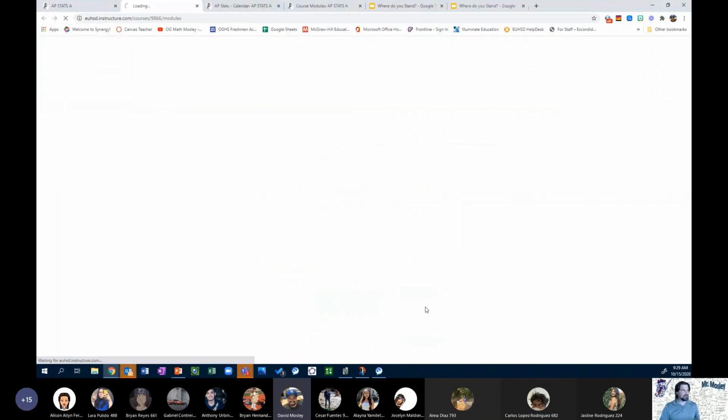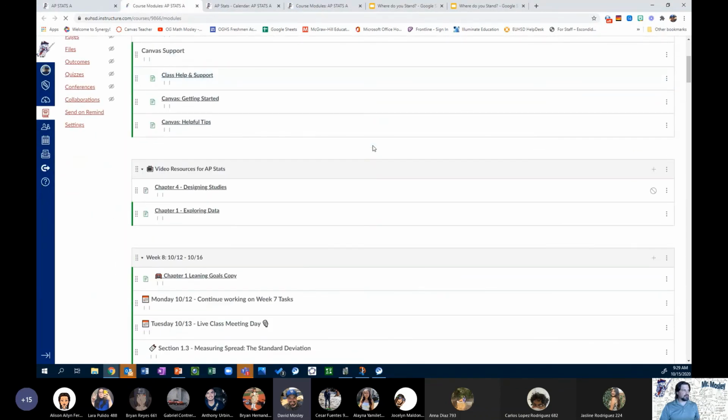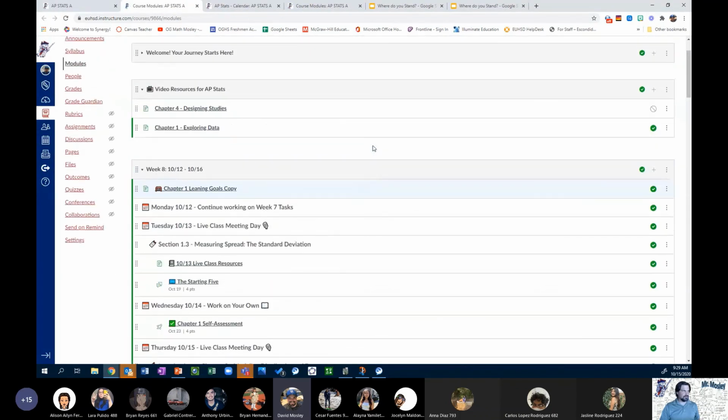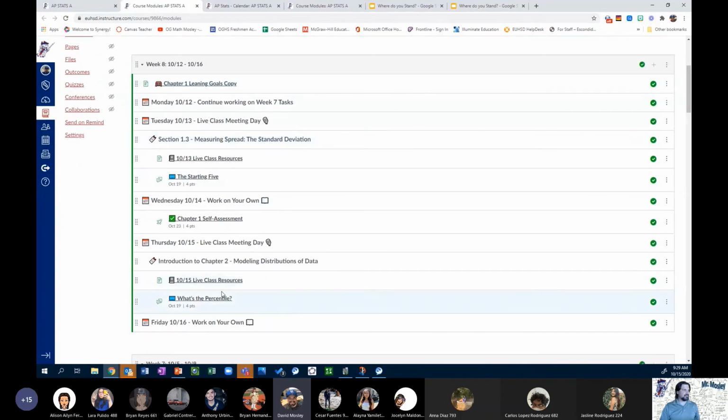Lastly, looking at our schedule, our modules, we're on week 8. So there is a discussion board for today having to do with percentiles. It's going to be very similar to the types of problems we were just working with. And the other thing is our Chapter 1 self-assessment that is available. The suggested due date for this is October 23rd, which is not this Friday, but next Friday. Keep in mind, I would like to get this in before the end of the grading period.